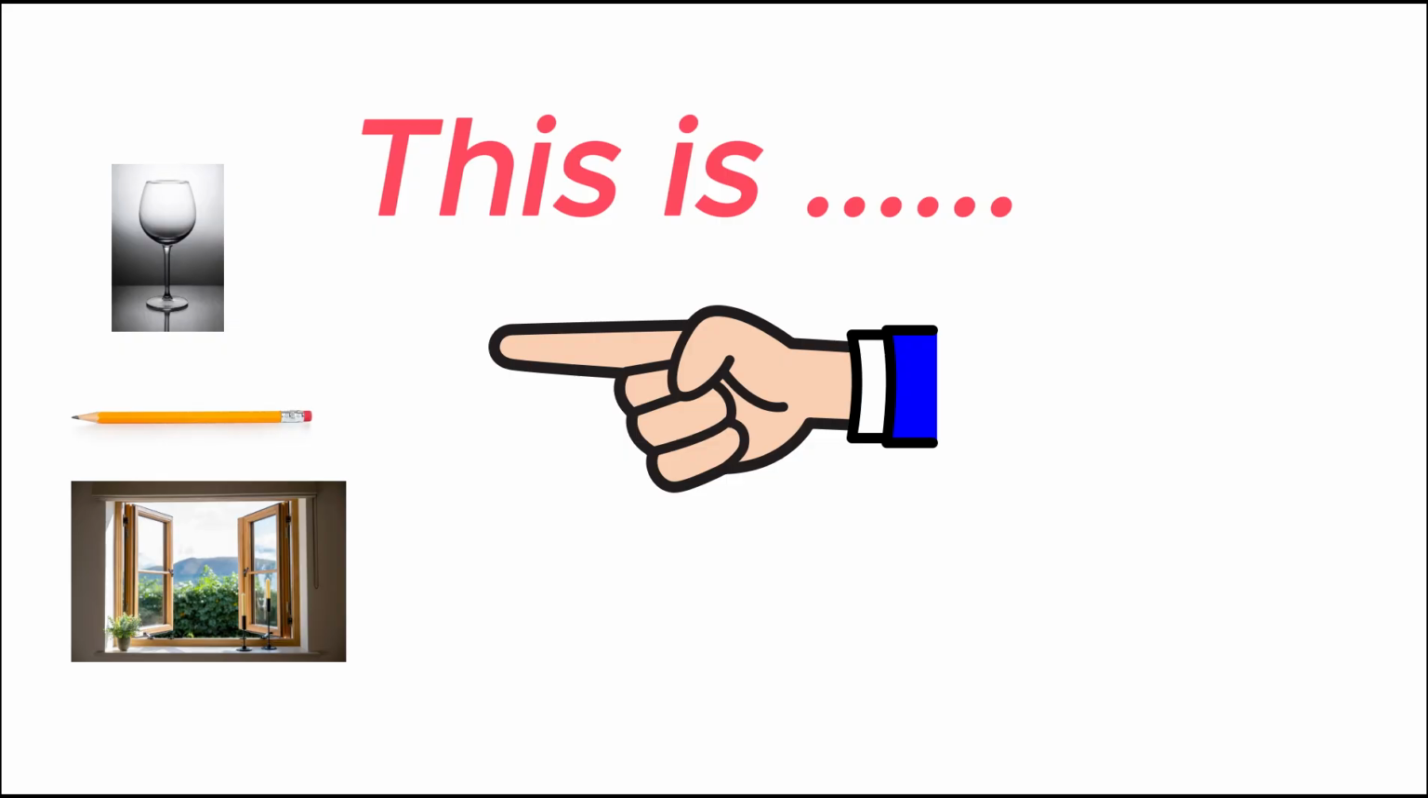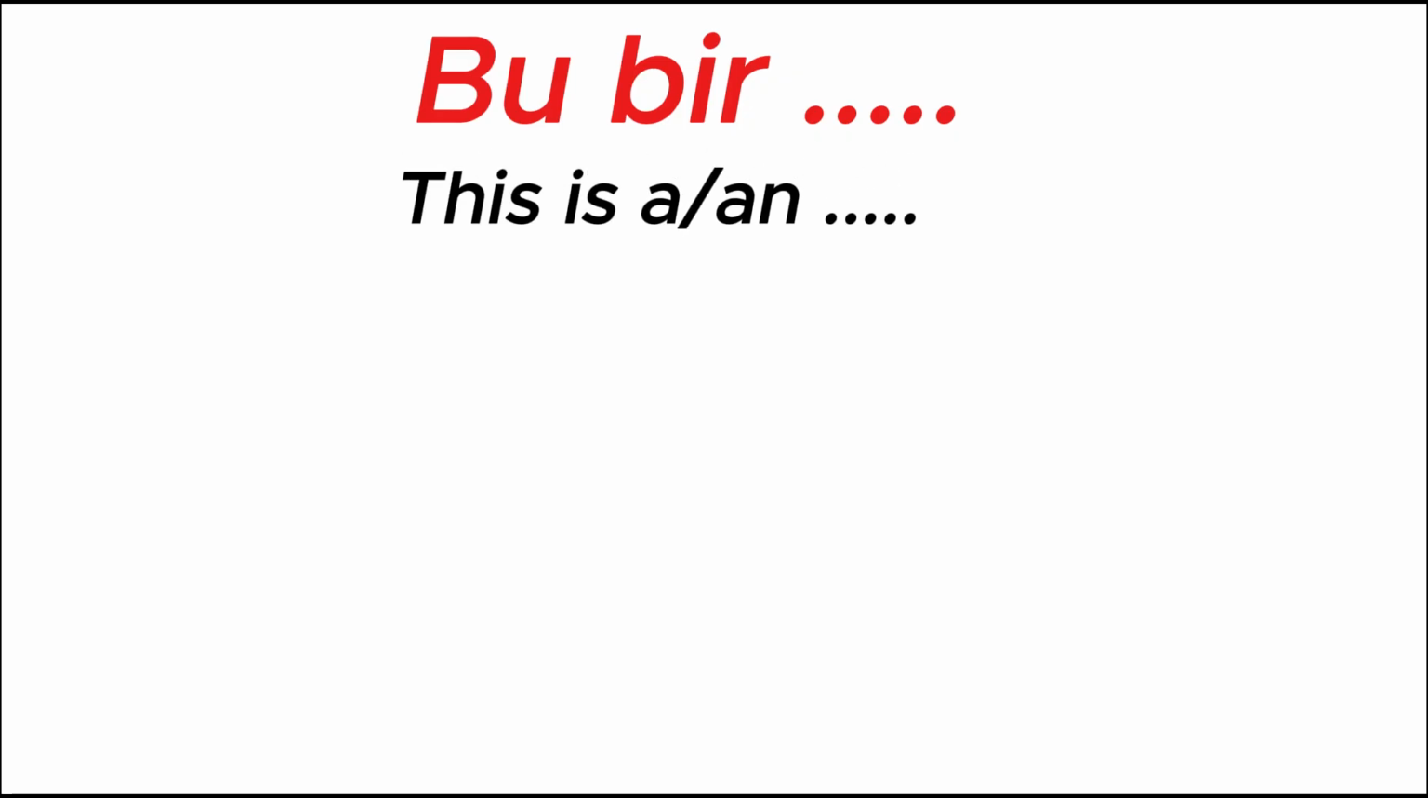So in Turkish, we use bu bir. Bu bir means "this is a" or "this is an" in English. So we say bu bir and then we use the noun. So we make the simple sentence.